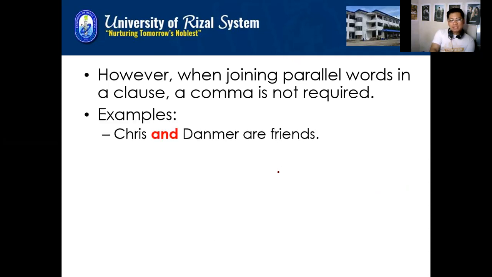So for example, Chris and Danmore are friends. We do not use a comma before "and" because we are joining parallel words, unless we are joining a series of words. Let's say, for example, Chris, Danmore, and Mark are my friends. So if you're joining more than two in a series, put a comma before "and." But if there are only two, then there's no need to put a comma.